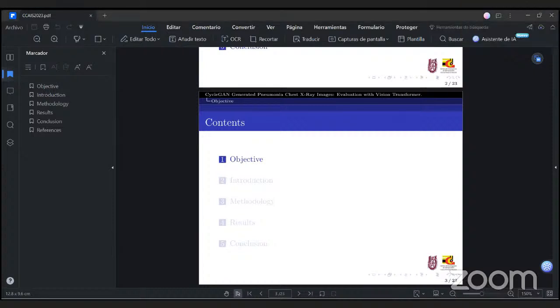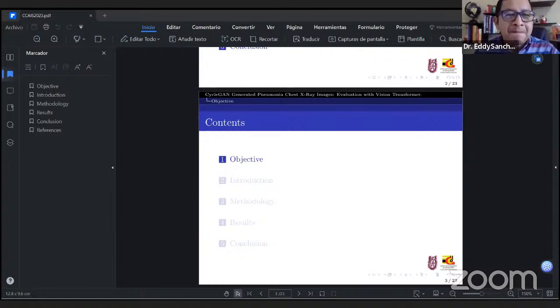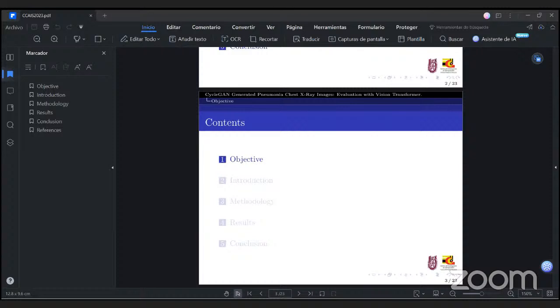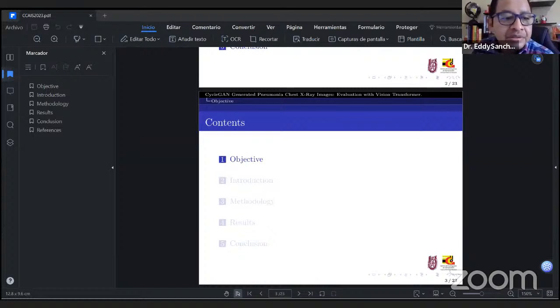Can you see the shared screen? Yes, we can see the window. Thank you.